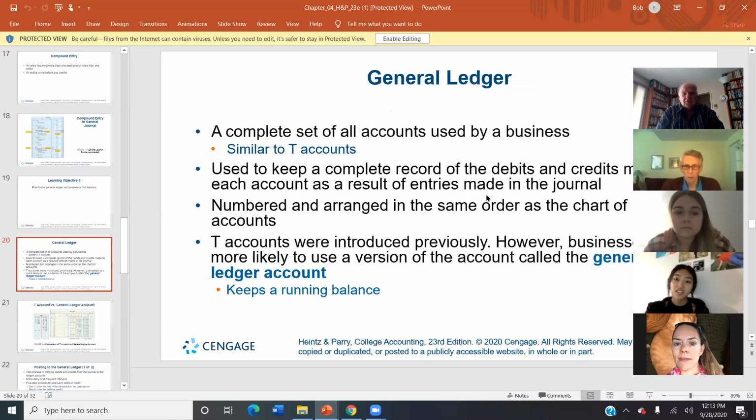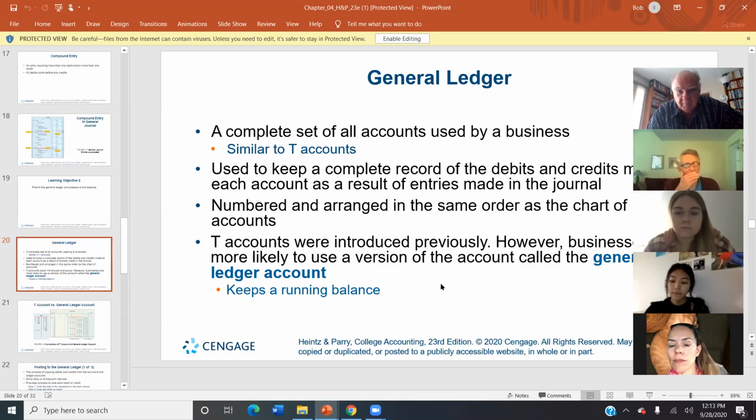The general ledger. That's your glorified T account now. Remember the T account? The general ledger is really just a double T account, which you'll see in a second. That represents where the auditors are going to begin. They're going to look at your general ledger. It's the chart of accounts in order, and it's the reflection of those T accounts, all right?